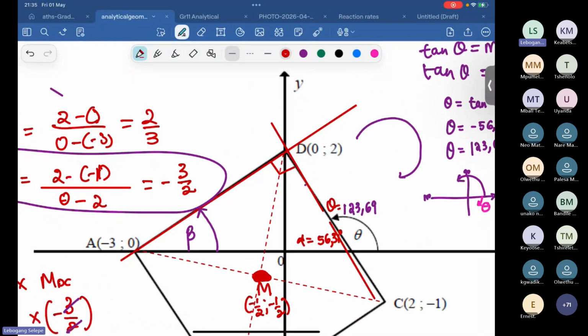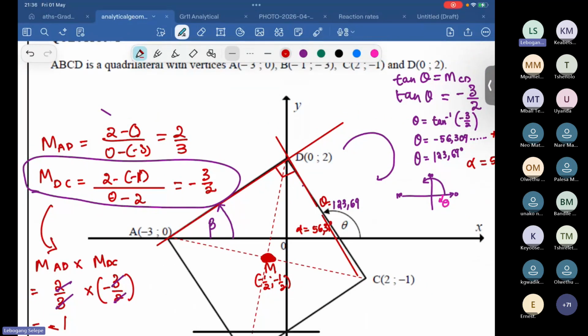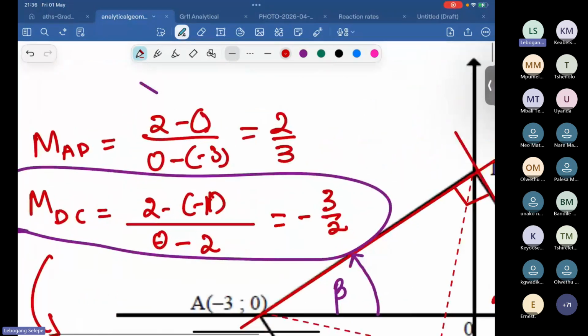Now, is beta made by the same angle of inclination as theta? Is beta made by the same straight line as theta? No, it's a different straight line. Now it's AD instead of CD. So that automatically tells you that you can't use the same gradient to calculate beta. You need to use the gradient of AD. We had already calculated the gradient of AD, which was 2 over 3, right there at the top.